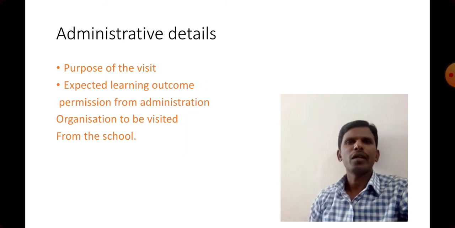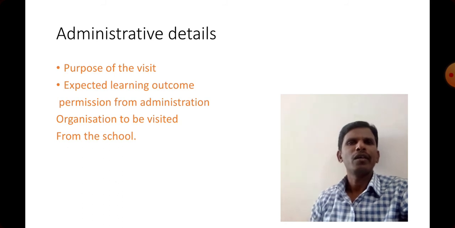So we should get permission from the authorities of the field or the community resource, and from the organization where we are going to visit, and we should get permission from the school authorities, meaning the principal or management, by informing them regarding our field visit. This comes under the administrative details.